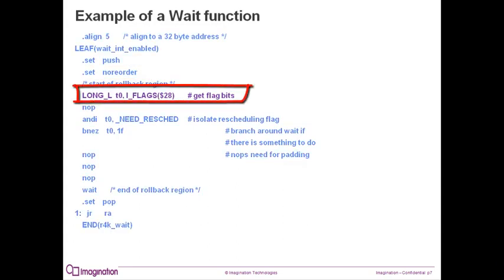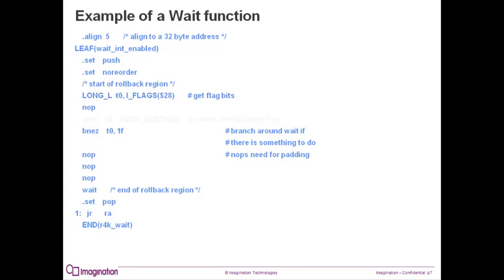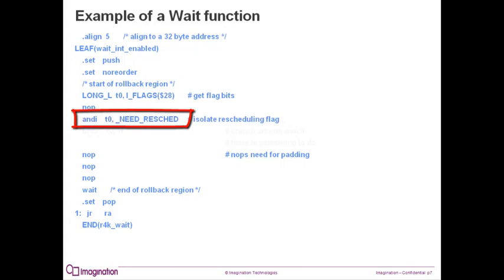The first thing the code does is to load the iflags variable using an offset to the global pointer, which is stored in general purpose register 28. You should assume that these flag bits are set by the interrupt routine and used to control the state of the interrupt. Next, it isolates the need reschedule flag. Assume that this flag is set by the interrupt routine after it has processed an event that would unblock a process that was waiting for it.